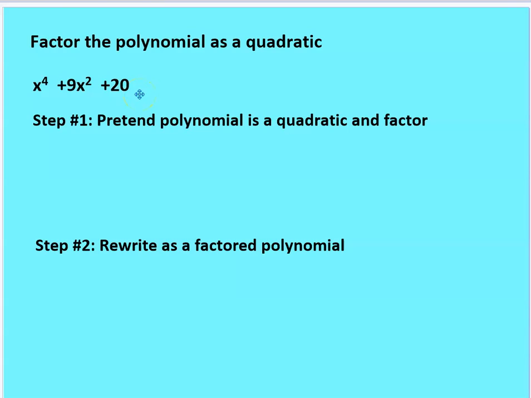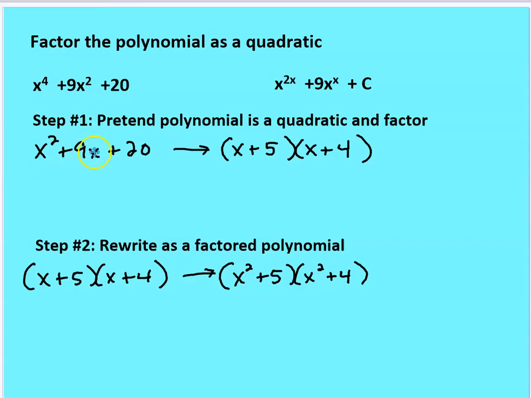So we're going to pretend it's a quadratic and factor, and then we're going to rewrite it as a factored polynomial. So I'm going to pretend this is x squared plus 9x plus 20. So I'm going to divide by whatever constant value I need to get this first term exponent to be 2. Right? So I have 2, 1, 0. I'm going to factor this like I would a quadratic using my diamond and box, or just factoring intuitively if I can.